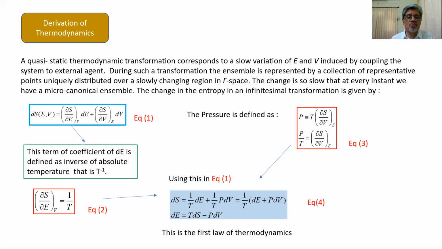So we can use this equation number three, and equation number two, which defines the inverse of absolute temperature. Using these in equation number one, we can write dS is equal to 1 upon T dE plus 1 upon T P dV. We can take 1 upon T as a constant out of the bracket, so it is dE plus P dV. Taking T to the other side, we can rewrite the energy as dE is equal to T dS minus P dV. And this is the first law of thermodynamics.